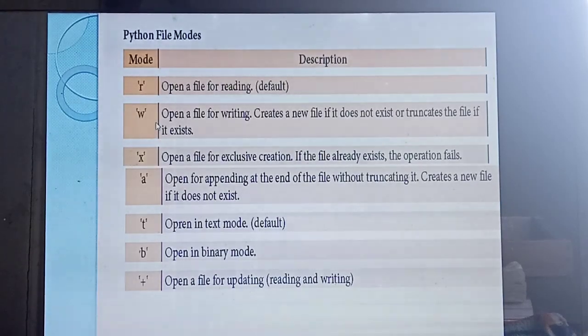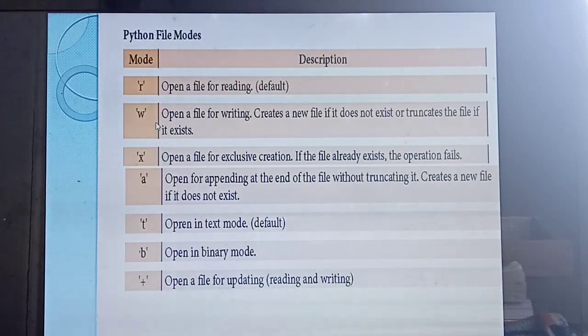Next mode is W. W means you can open a file for writing. Understood? What do you mean by writing? You can read a file as well as write a file. If the file does not exist, it will be created, and if it is not there, it will return that the file does not exist. Understood? That is R and W.